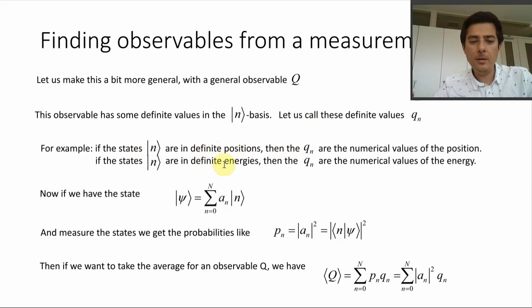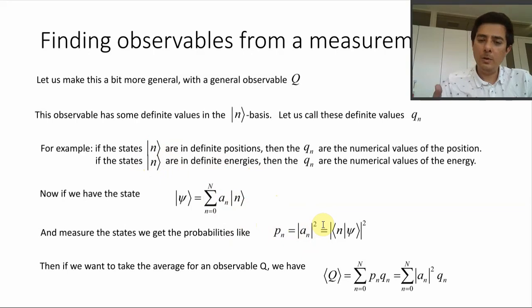Then, if we have the state in some kind of superposition of these states that we were just talking about, what we do is we go and measure it with respect to that basis, this n, and then we of course find that the probabilities come out as the modulus squared of these coefficients.